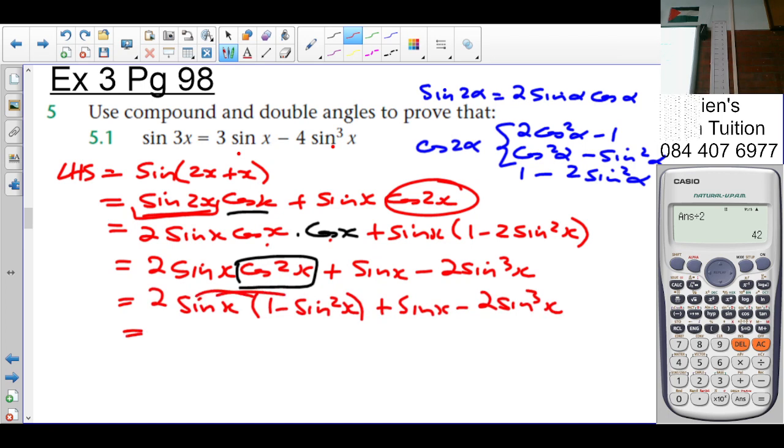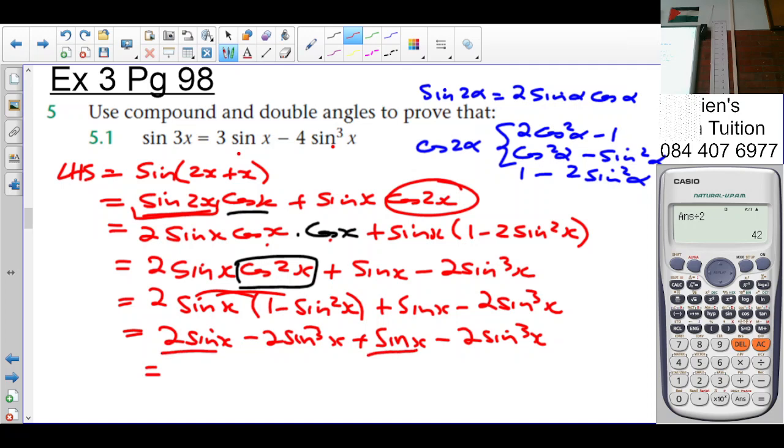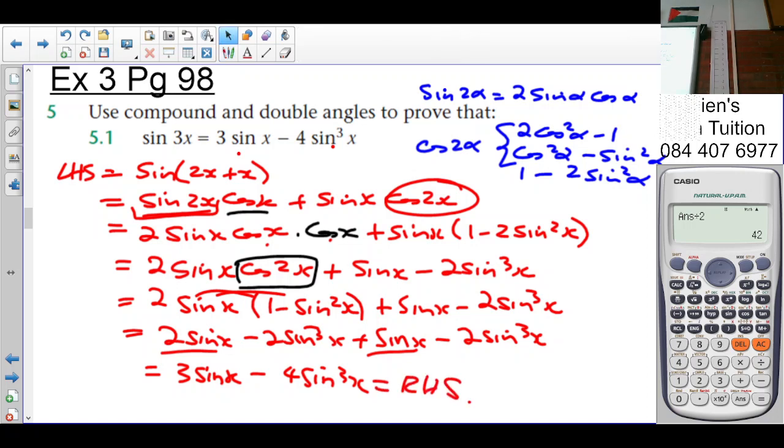Plus sine x minus 2 sine cubed x. Get rid of the brackets here, so it's going to be 2 sine x minus 2 sine cubed x plus sine x minus 2 sine cubed x. So what do we do now? Like terms. So that's going to give you 3 sine x minus 4 sine cubed x. And is that equal to the right-hand side? Absolutely. Okay?